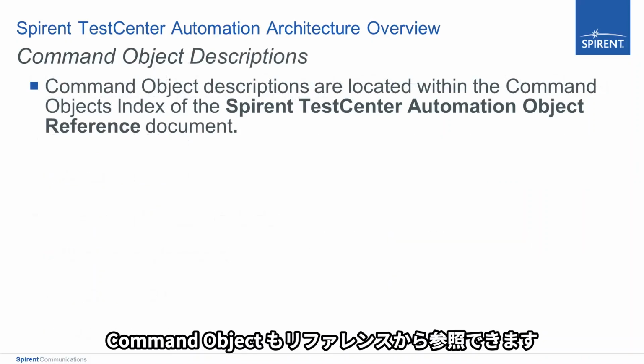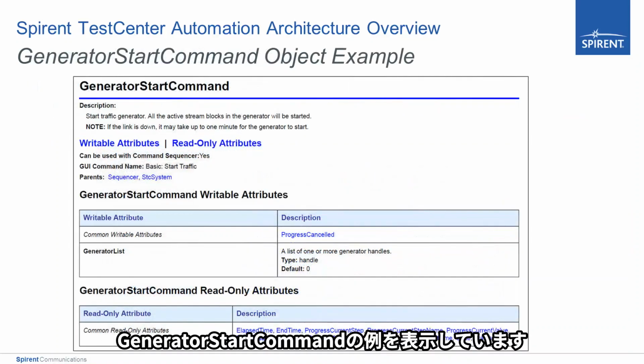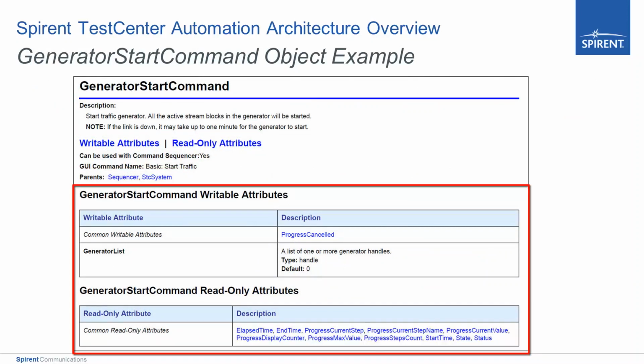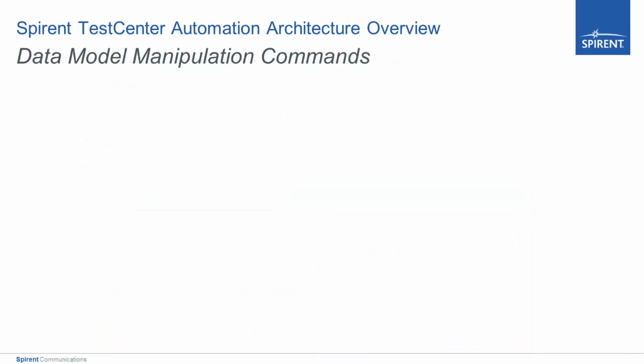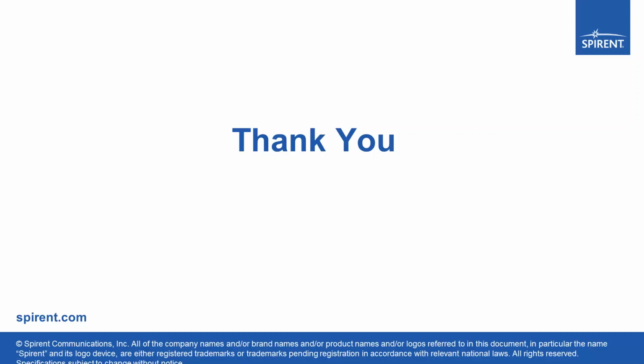We're in the same document, the Spirent TestCenter Automation Object Reference, only now we're looking at the Command Objects Index. It will have the list of all of the commands that you can use. Here we're looking at the generator start command object: the description, a parent, and attributes that are going to be defined within this command. We talked about the three types of objects: things you're going to use to configure your test, and then the objects you will use to run the test. This completes this video presentation.